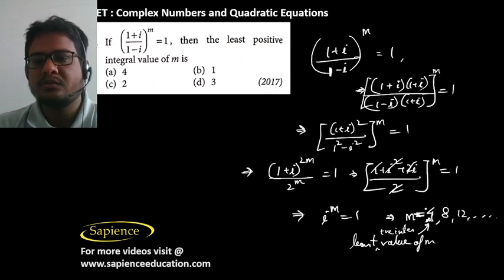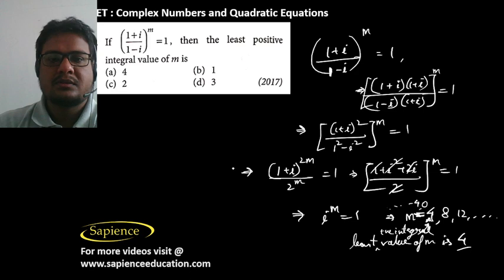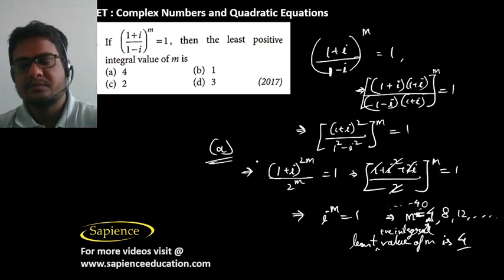Least positive integral value of m is 4. m can be 0 also actually, or m can be minus 4 also, etc. But here only the least positive integral value is asked. So least positive integral value of m is 4. So option A is the correct answer.